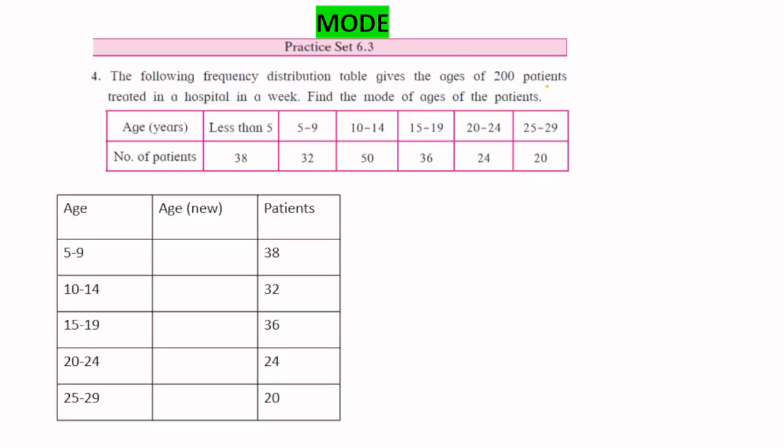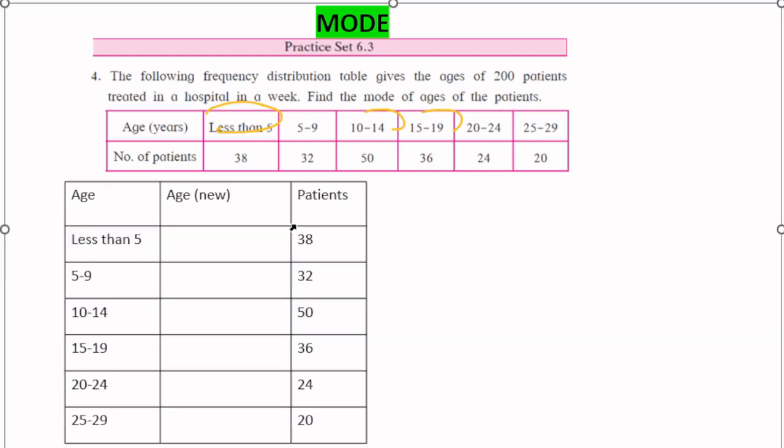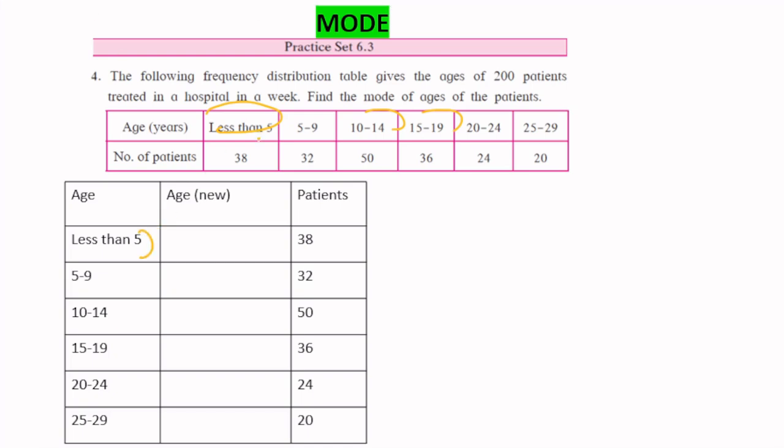Question number 4. Again if you see, less than 5. So in this question, the total table is given for 200 patients, and see the class marks: 5 to 9, less than 5, 10 to 14. So there is no continuation. We have to find the continuation. How? As stated earlier, you have to subtract 0.5 from the lower limit and add 0.5 to the upper limit. But here in this case, it's written less than 5, so we have to do something different.